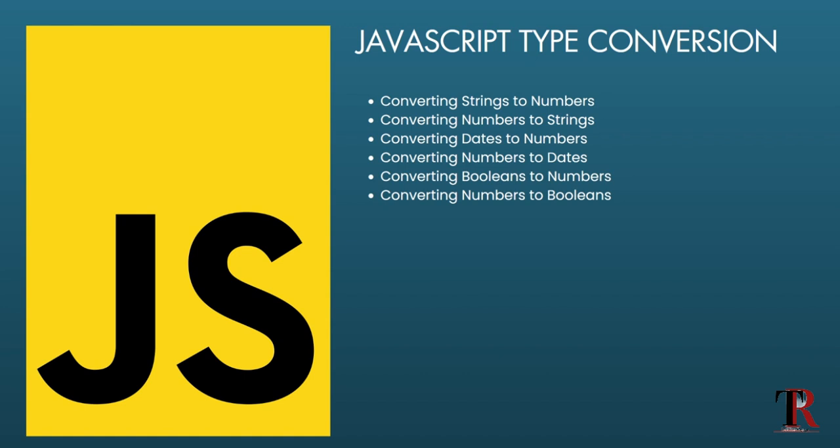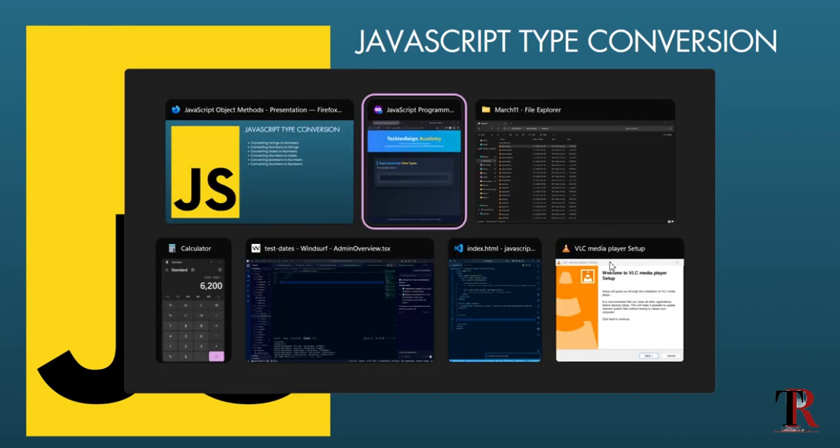So let's look at how you can convert strings to numbers. When you want to convert strings to numbers, normally you make use of the global Number method. It's a method that can convert a variable or a value into a number. So let's look at an example of some of these in JavaScript. Let me pull up the code editor here.